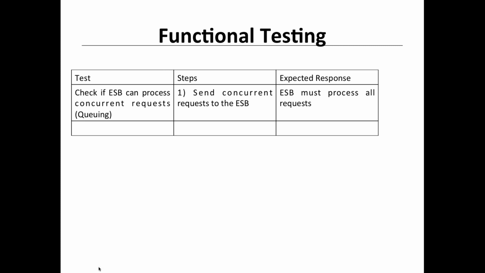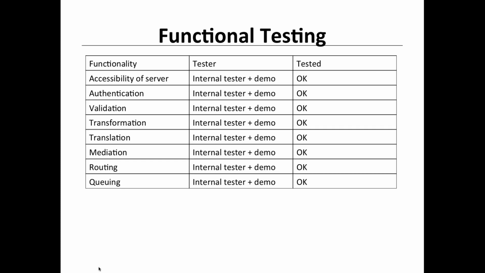For queuing, we wanted to know if the ESB can process concurrent requests. Take note that the ESB that we use, the SATO ESB, has a load balancer in the software package. So we wanted to test if the load balancer was working. So in order to test if the load balancer is working, we tried sending concurrent requests to the ESB. We use SOAP UI to test concurrent requests to the ESB. And what is the expected response? The ESB must process all those requests. So we look at the logs of the ESB, and we check if all of the concurrent requests were processed.